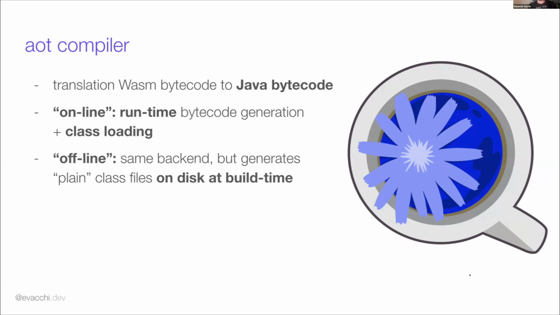It translates Wasm bytecode to Java bytecode, as I mentioned. It works online at runtime, doing something that is actually pretty common for Java libraries, that is generating bytecode dynamically and then loading it dynamically through class loading, which is the process that I mentioned earlier. Or offline, that is essentially there's a Maven plugin, a build tool plugin that generates the code at build time, creates these class files, these modules at build time, and then they're loaded just like any regular class file. And then for the JVM, there's pretty much no difference with any other.